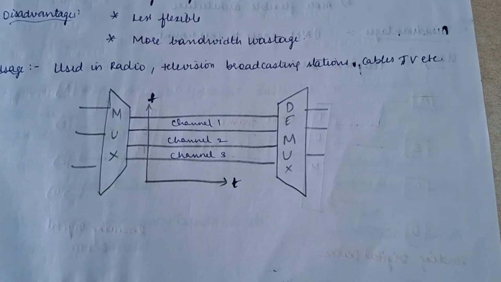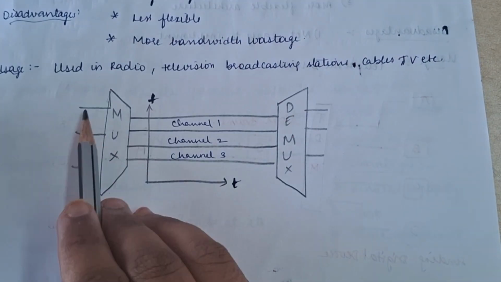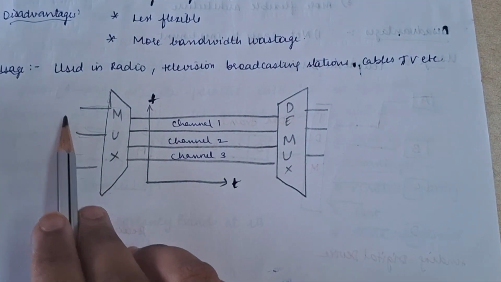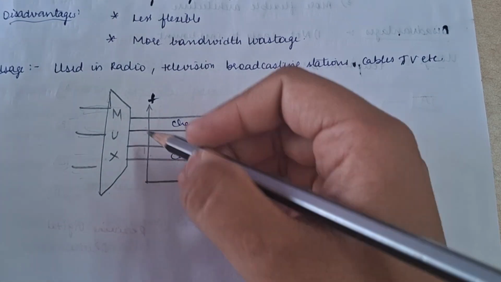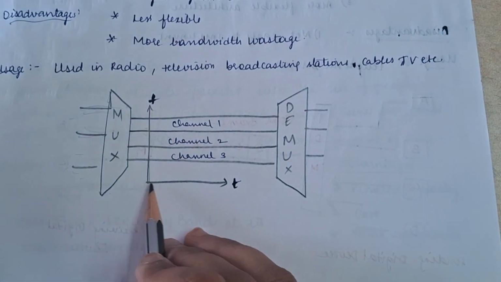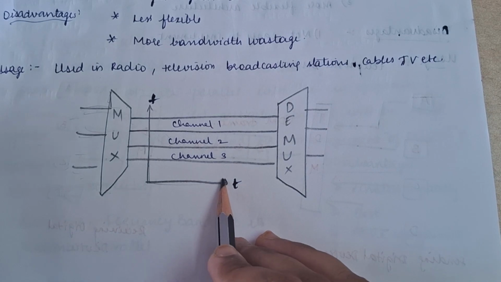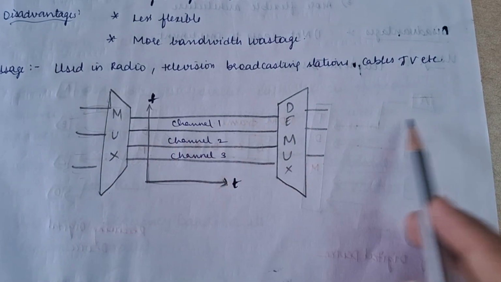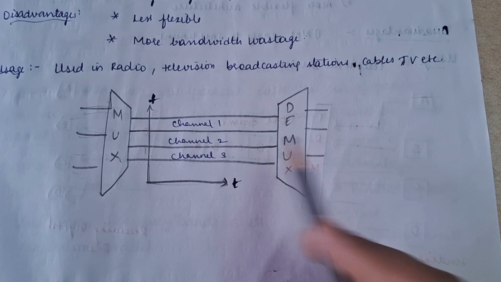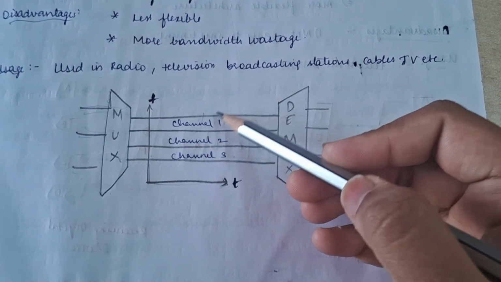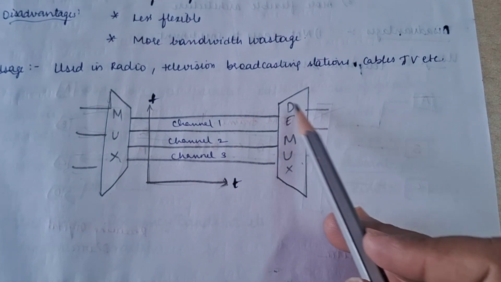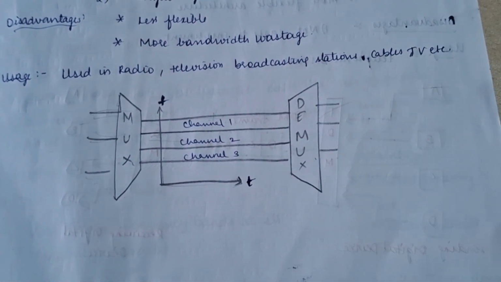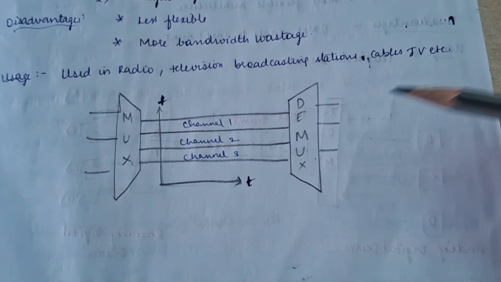Look at the diagram. It is a mux where different kinds of signals are transmitted and the resources are provided. This is the frequency height and this is the time taken to transfer from this area to this area. So this is a shared media, with channel 1, channel 2, channel 3. The data will be transferred and provided to the next stage, that is the demux.